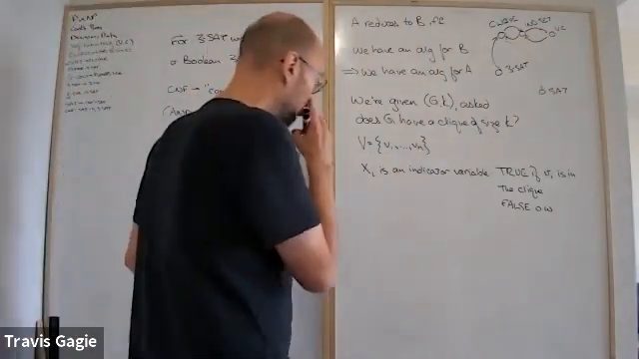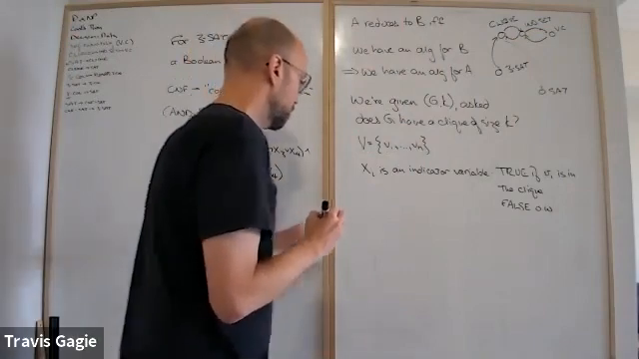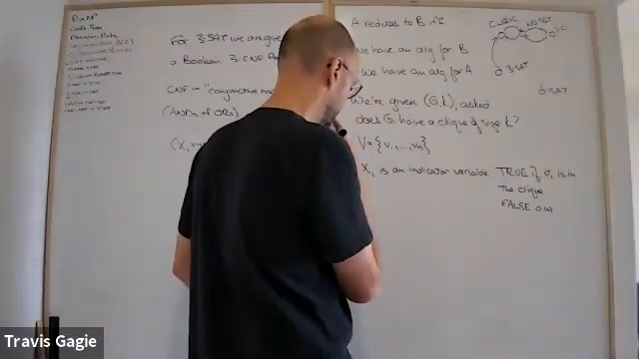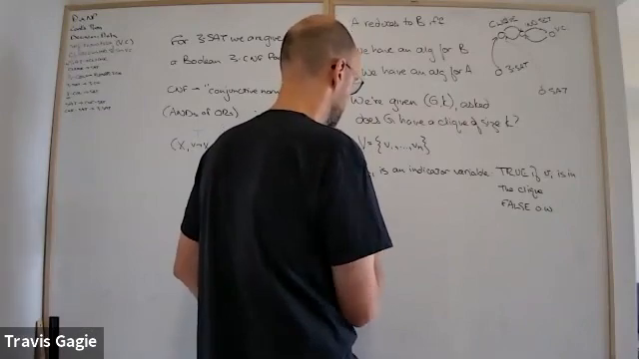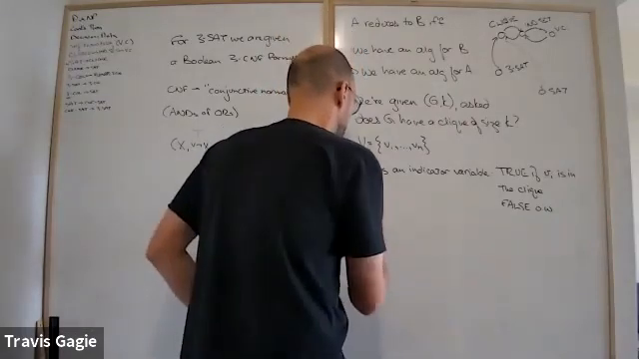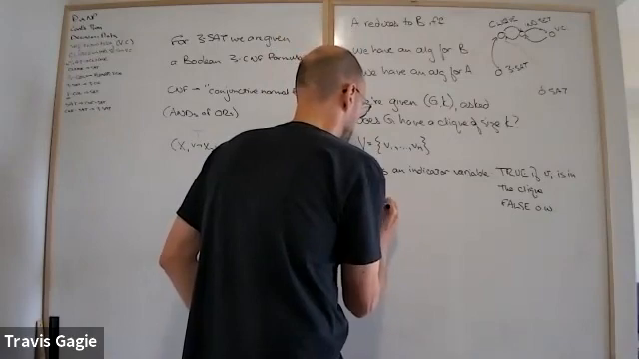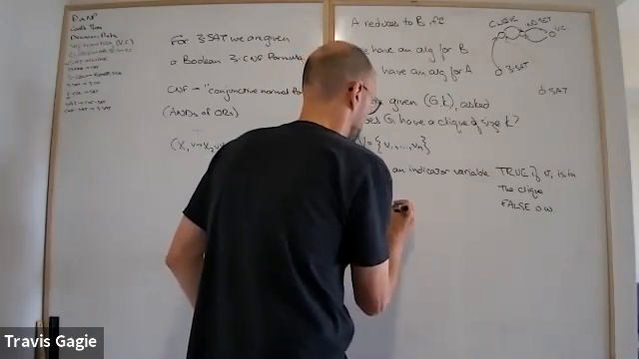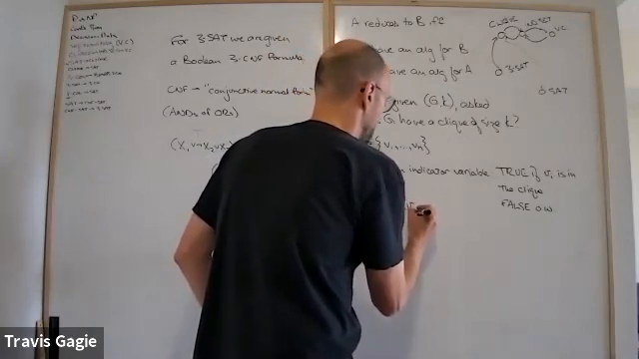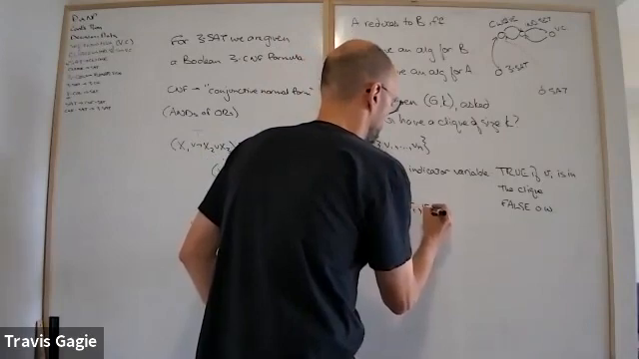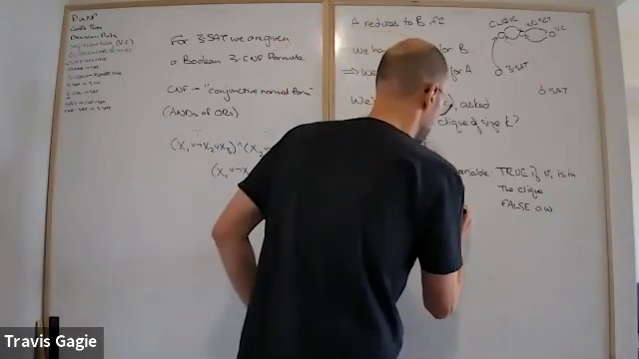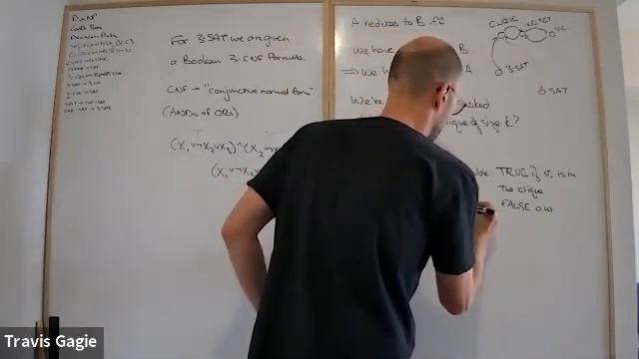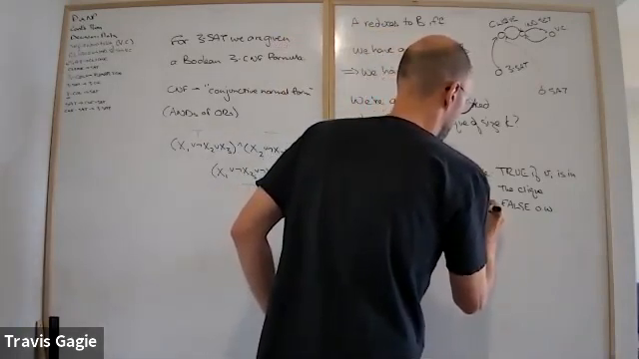Okay. So now, suppose vi vj, this edge, is not in the graph.